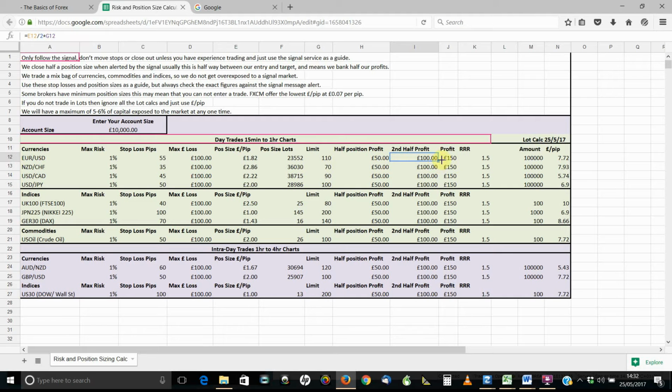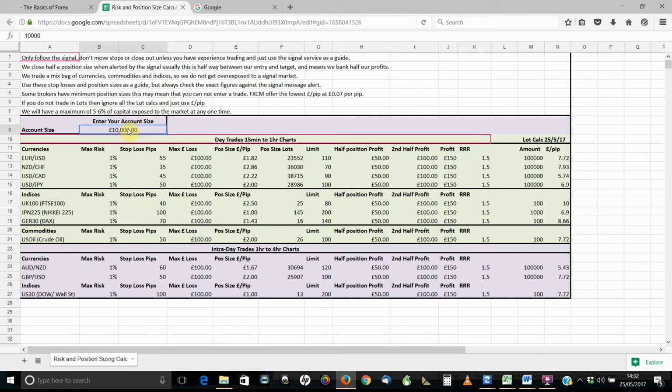However, if we combine the two based on this fact, that's our overall profit, £150 based on a risk of £100. So our risk to reward is 1.5. Okay, and that is what we're aiming for with regards to this strategy. So you've got the different markets there, and you've got the different stop losses, etc., and it all calculates it for you.